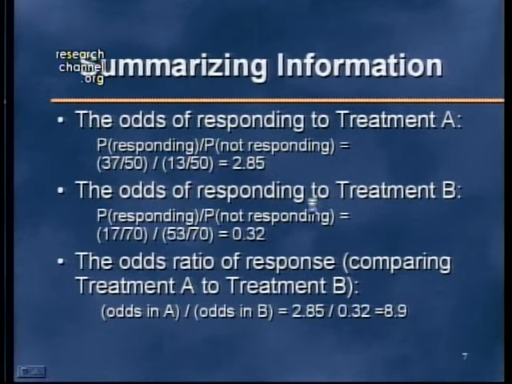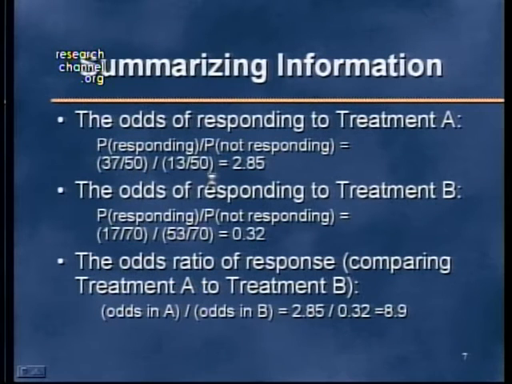You might even see it given by the odds of responding. So what's the definition of odds? The definition of odds is the probability of responding divided by the probability of not responding. So in treatment A, the probability of responding was 37 out of 50. What was the probability of not responding?